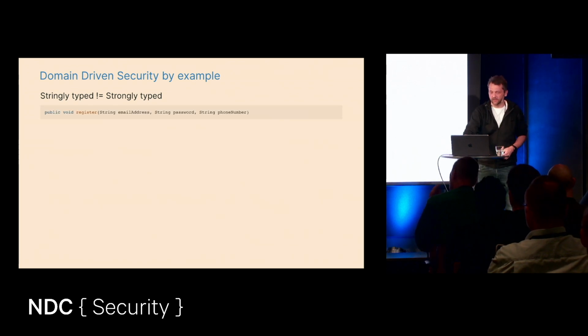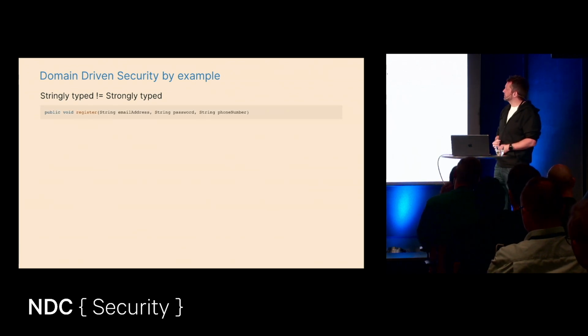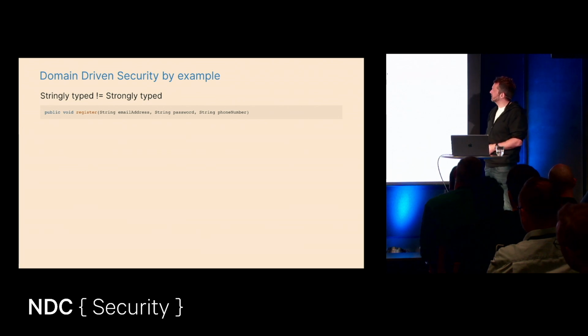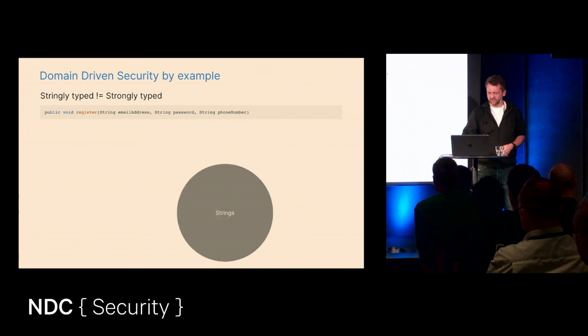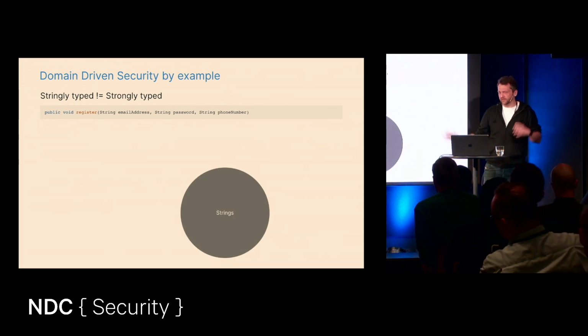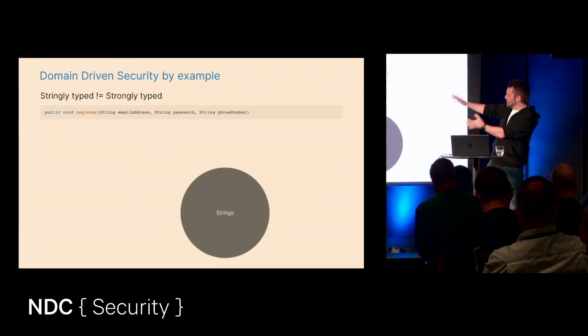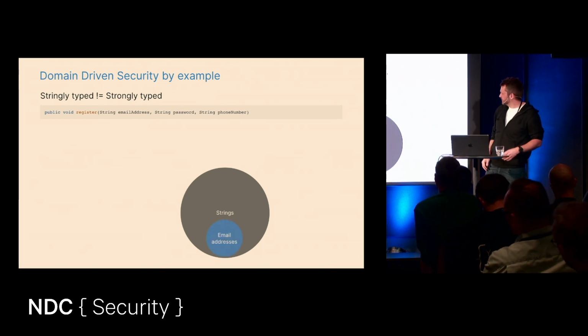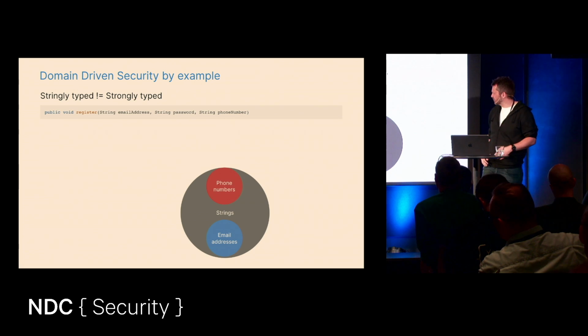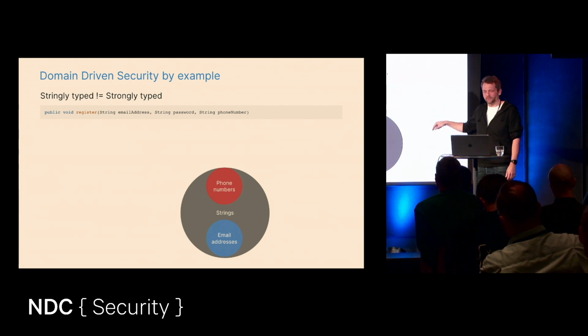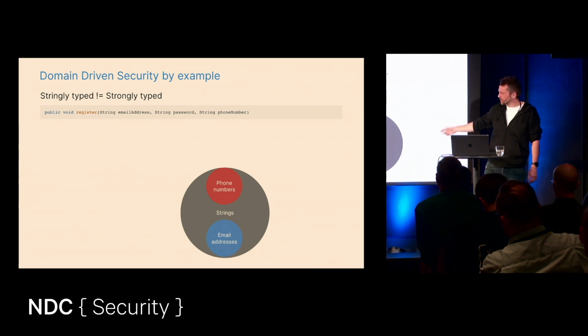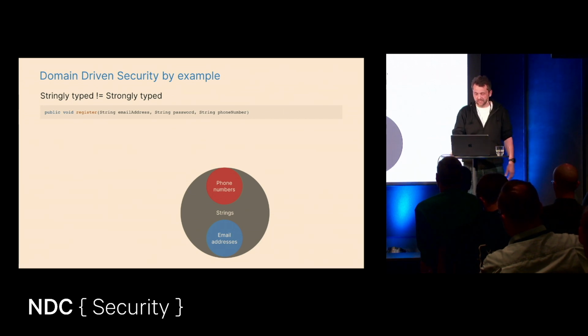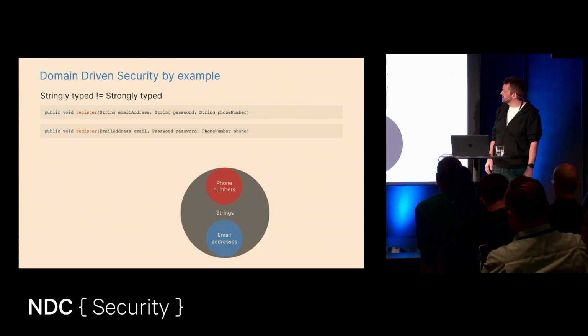String, string, string. Public void register, string email address, string password, string phone number. Are they all the same? Really? Imagine this as the total amount of strings that we could have. So we have email addresses, and we have phone numbers, and they don't overlap. But we said string, string, string, right? This is odd. Why are we doing this? Because, well, it's easy. But what if we did something like this instead?